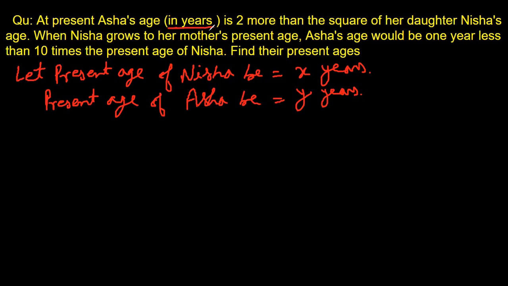And the first condition is straightforward. So we can easily write that equation. Y is equal to square of X plus 2. Let's say this is equation number 1.